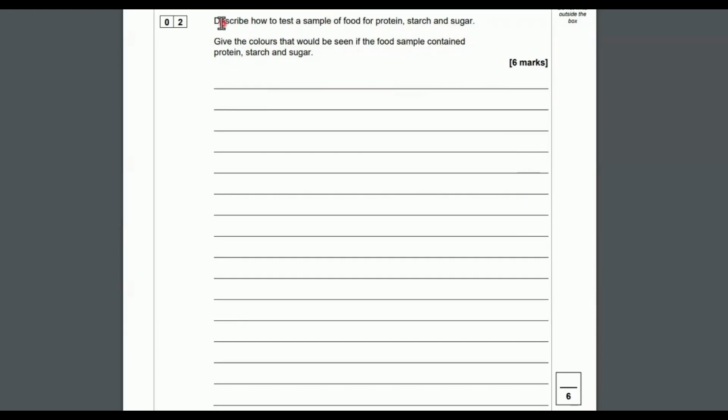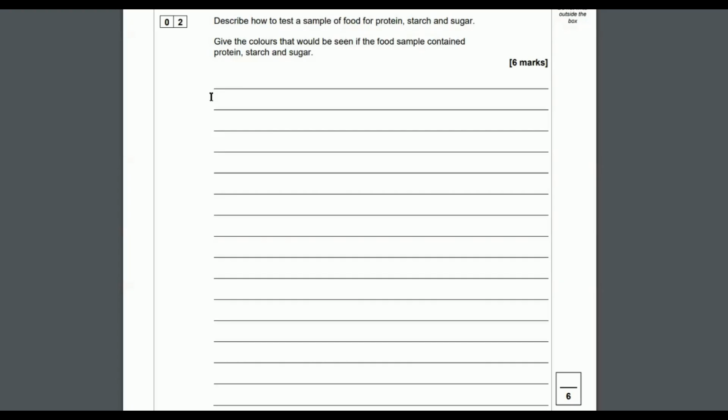But what I do find with a lot of students that I teach is that their food tests are pretty easy. It's just some revision cards. Learn it before the exams, off by heart. But it's surprising, I'd say 70% of students don't know their colors and don't know the food test, even though it's just a little bit of memory recall. So describe how to test the sample for protein, starch, and sugar, and what would be the positive result.